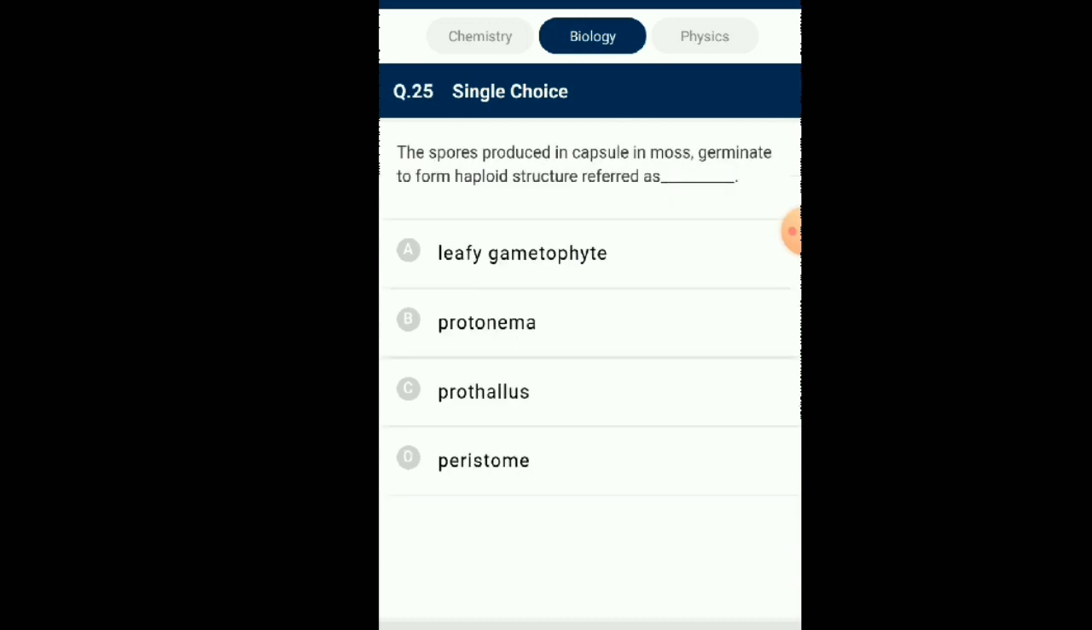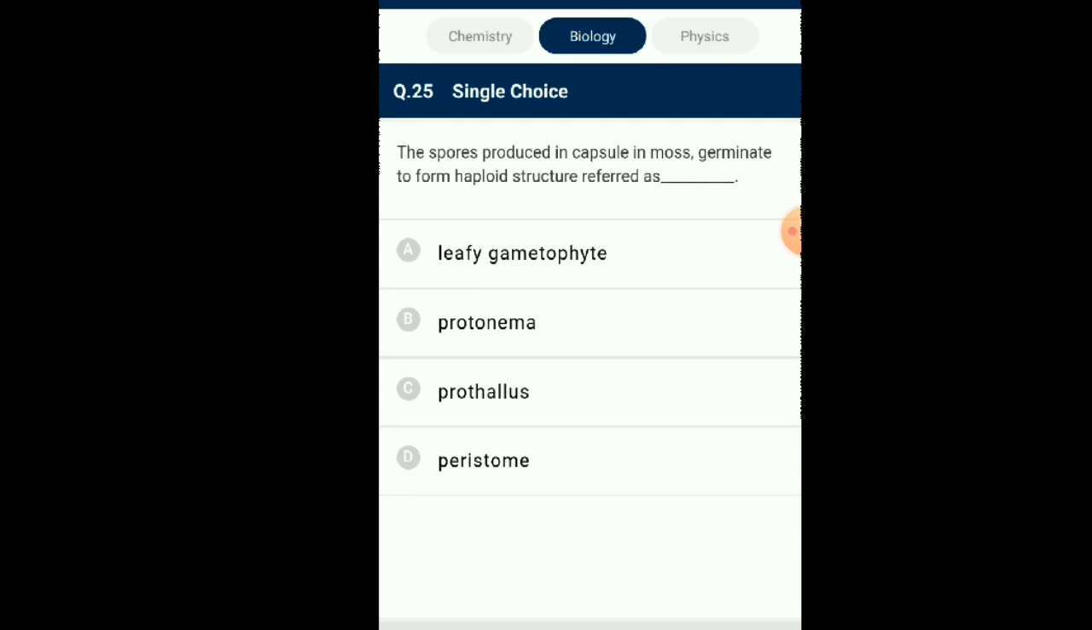Question number 25. The spores produced in capsule in mass germinate to form haploid structures referred as. The predominant phase in the life cycle of bryophytes is haploid and it is called gametophyte. The gametes are formed in the gametangia called the antheridia for the production of male gametes and the archegonia for the production of female gametes.